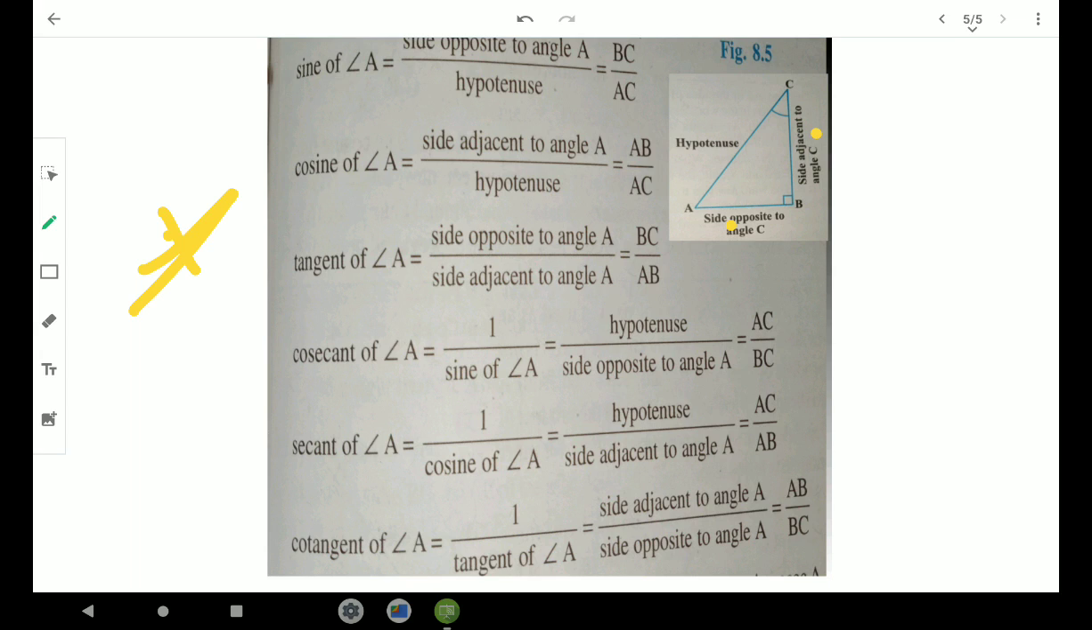We write them in short form: sine, cos, tan, cosec, sec, cot. We are going to study these terms, very important terms of trigonometry.